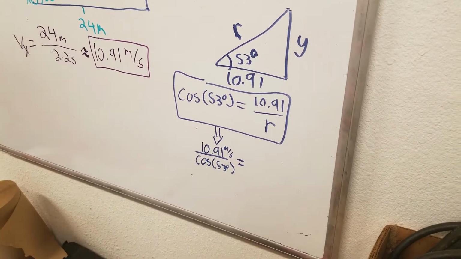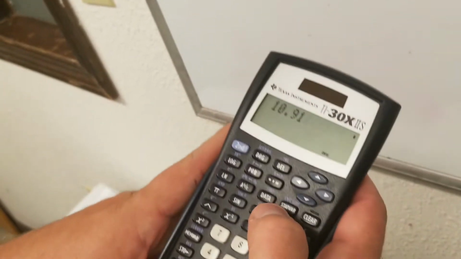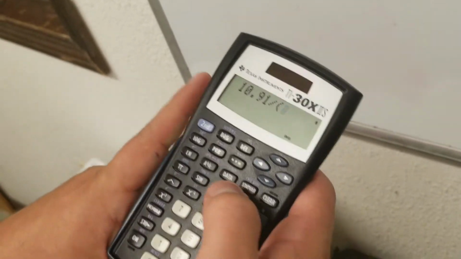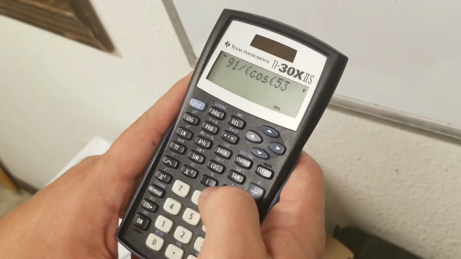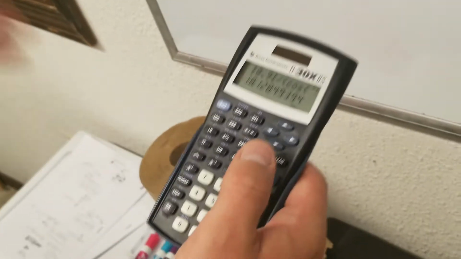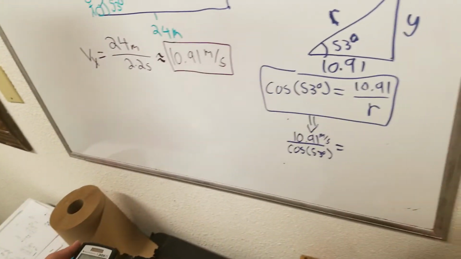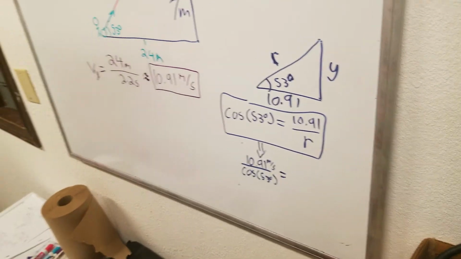Okay, so let's do that really quick, just here on the calculator. 10.91 divided by, I'm going to put a bracket in there, cosine, I guess I didn't really need the bracket, but we'll do it anyway. 53, close brackets, and we get a speed of 18.12, or 13. We'll say 18.13. I think the book has 18.1 in this situation.